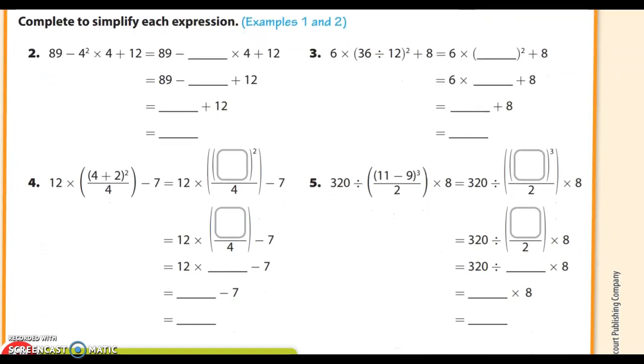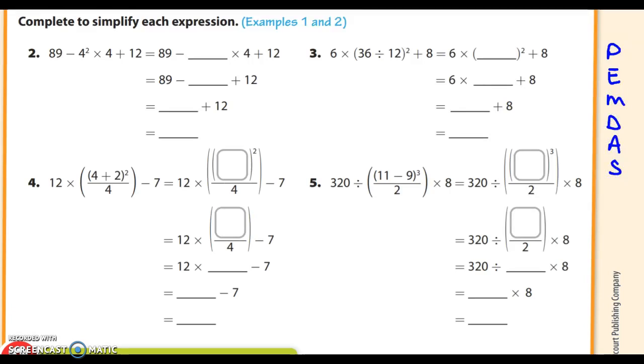Numbers 2 through 5, the directions read complete to simplify each expression. So again, these helpful diagrams that they're giving you might actually mess you up, but that's okay. We're going to do our best. Off to the side here, I'm going to write PEMDAS, and I'm going to refer to it often.